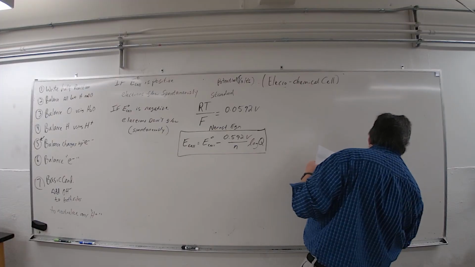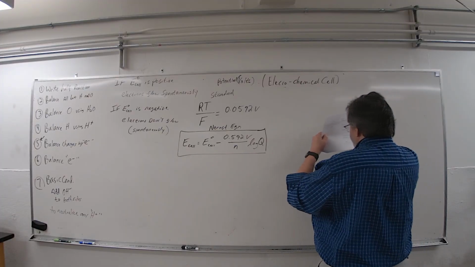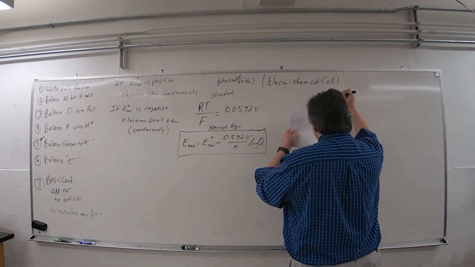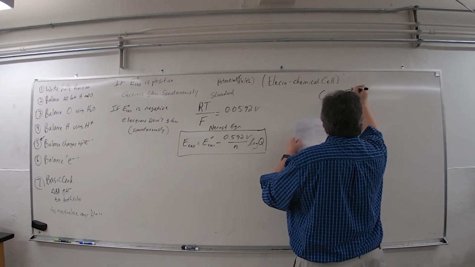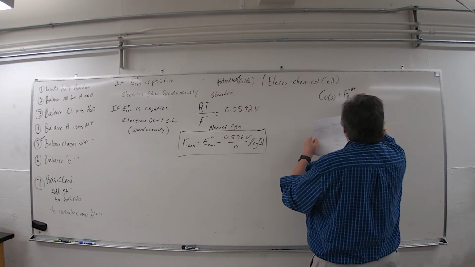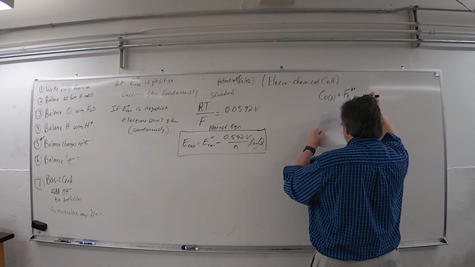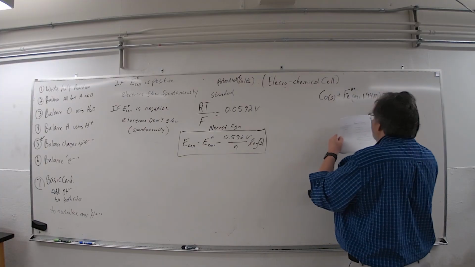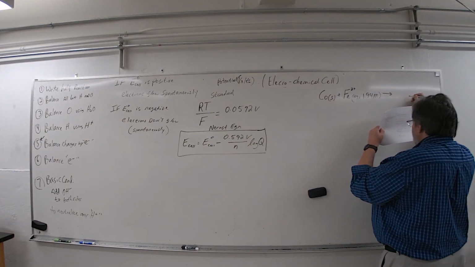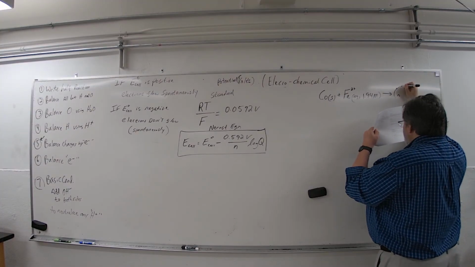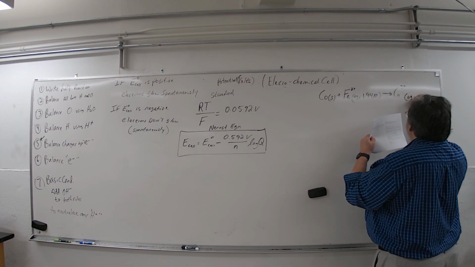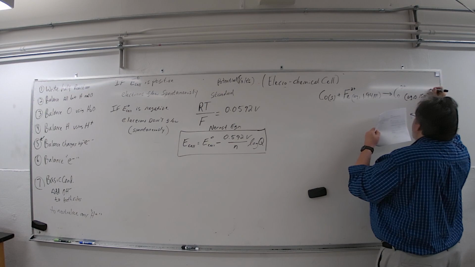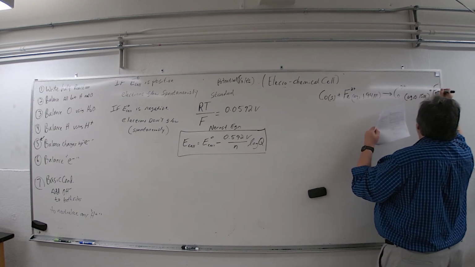So if I gave you a question, I'll write it the way they do it in the book. Fe2 plus aqueous, 1.94 molar. So that's the molarity of the iron. And then Co2 plus aqueous, 0.15 molar, plus Fe solid.